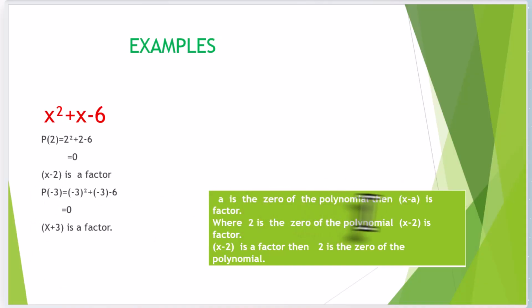If a is the 0 of the polynomial, then x minus a is a factor. Here, 2 is the 0 of the polynomial, so x minus 2 is the factor. If x minus 2 is a factor, then 2 is the 0 of the polynomial.